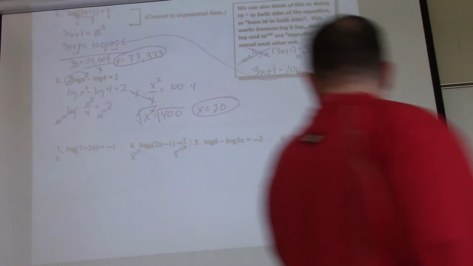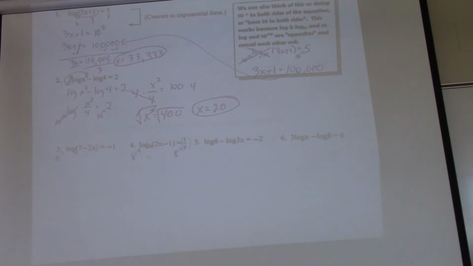Keep working. I think most people have 3 and 4 right, so I'm going to throw those up there and get started on 5 and 6. They've been a little bit of a struggle for a few people.